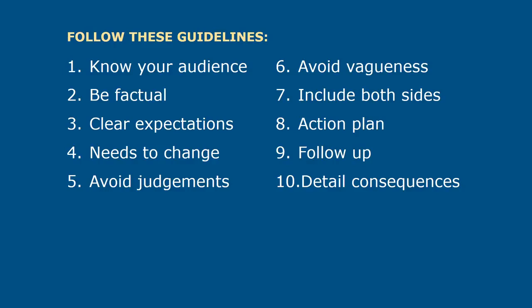Number 7, include both sides. Include the employee's explanation for their conduct and behavior. Showing multiple perspectives demonstrates fairness in the process. Number 8, create an action plan. Include deadlines for the employee to use. Don't just say, we expect you to improve immediately. Instead say, we expect your report to be submitted by 5 p.m. tomorrow. Number 9, follow up on expectations, action plans, and deadlines, and document it. If you don't follow up, it shows that you don't care. And 10, detail consequences. Describe the consequences of the behavior or poor performance continuing.